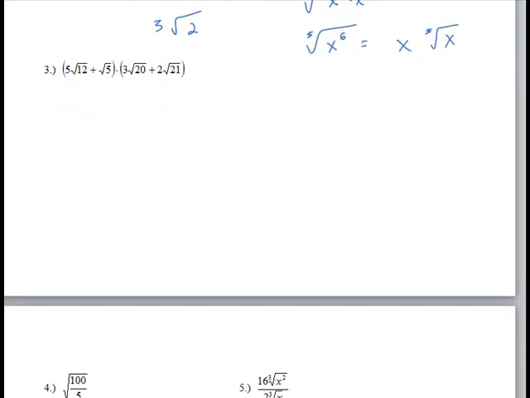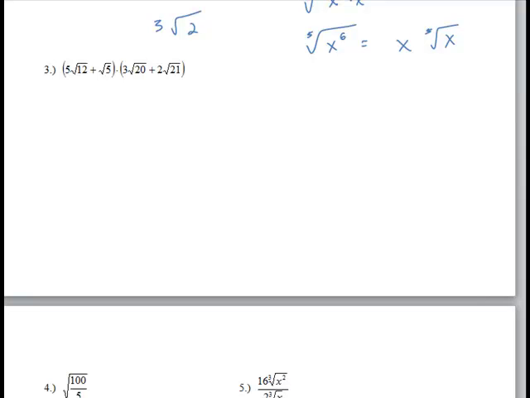Example 3. A little bit larger problem, but if we rely on the order of operations, it'll still walk us right through it. Since there's no equal sign, we're just simplifying. Step number 1, simplify each radical, or excuse me, simplify each set of parentheses.